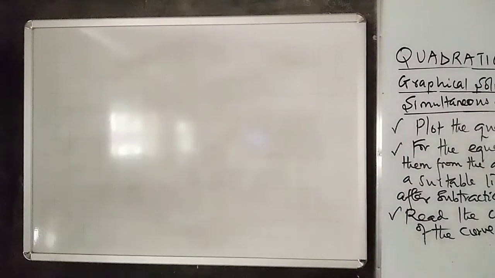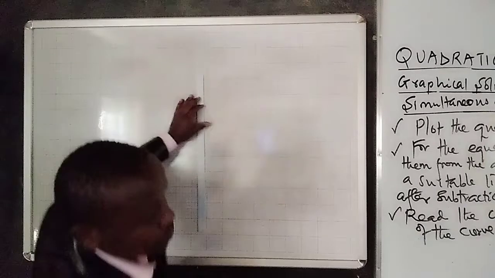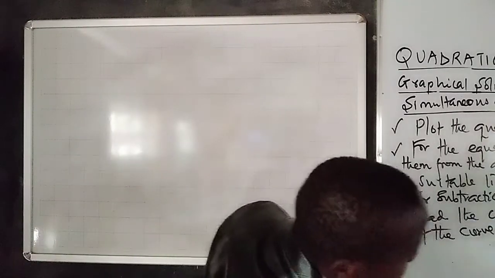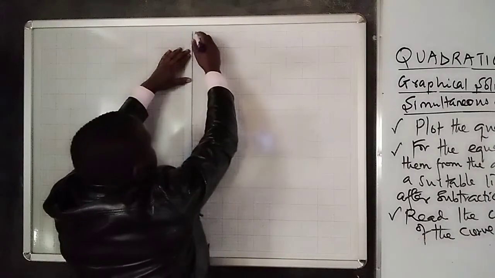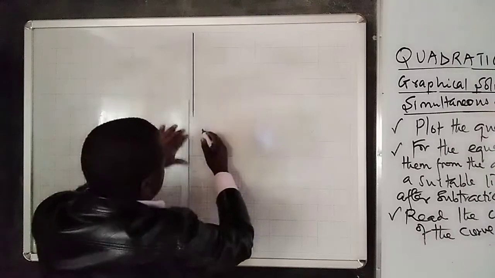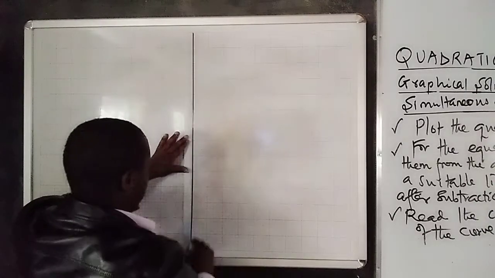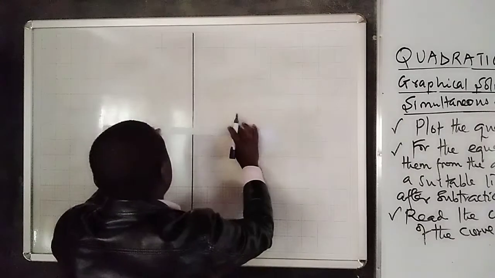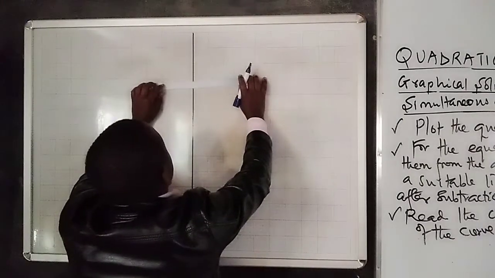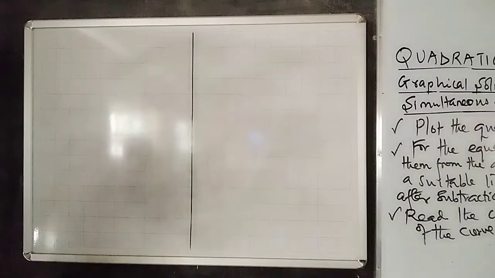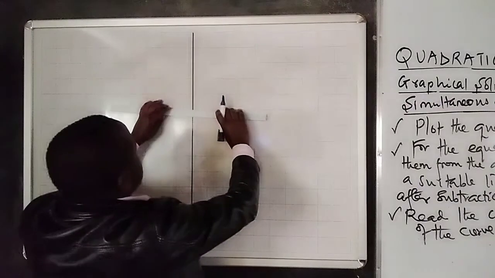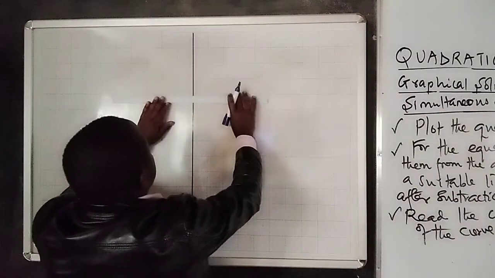Because the coordinates of y are very large, so we are going up to negative 20, we can use intervals of 2. You can use 2 units for the y-axis. And on the y-axis, we have the highest positive value as 8. Therefore, we still need values upwards.